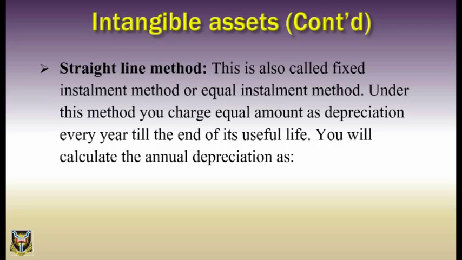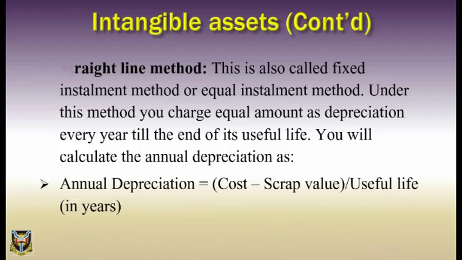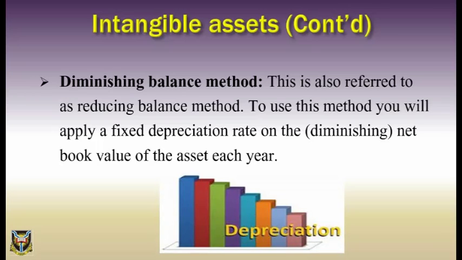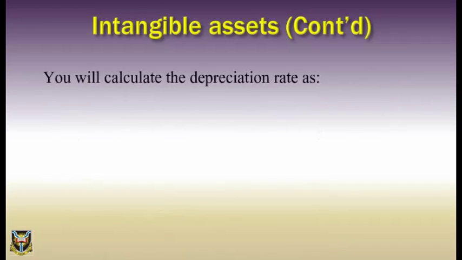2. Diminishing balance method. This is also referred to as reducing balance method. To use this method, you will apply a fixed depreciation rate on the diminishing net book value of the asset each year. You will calculate the depreciation rate as: depreciation rate is equal to 1 minus the nth root of scrap value over cost, times 100, where n is equal to the number of years of useful life.